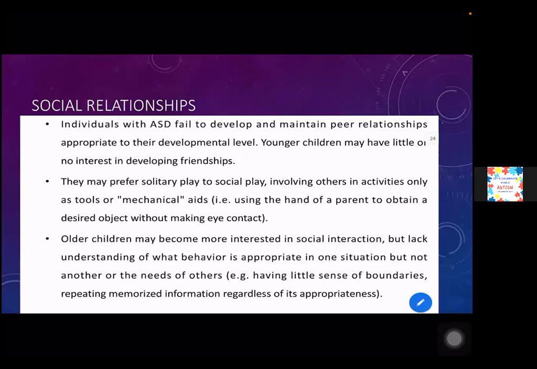Social relationships. Individuals with ASD fail to develop and maintain peer relationships appropriate to their developmental level. Younger children may have little or no interest in developing friendships. They prefer solitary play to social play, involving others in activities only as tools or mechanical aids, that is, using the hand of a parent to obtain a desired object without making eye contact.